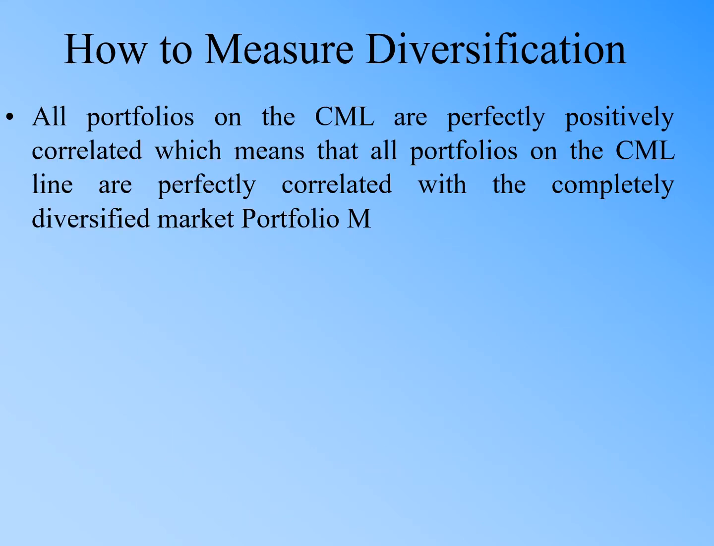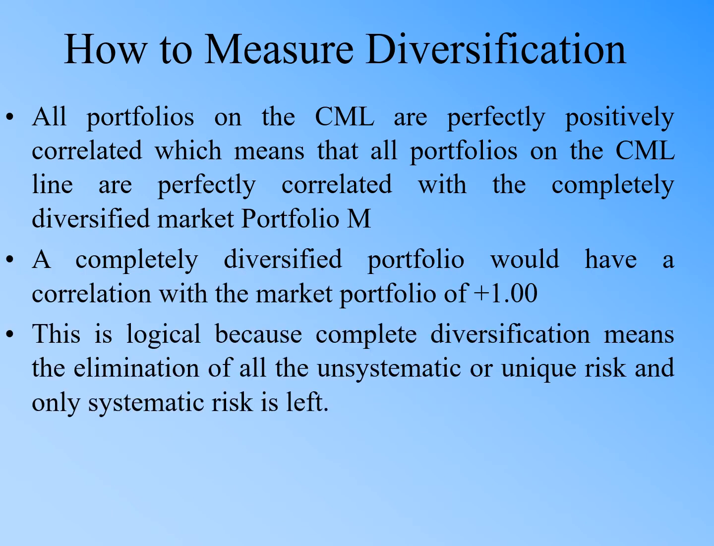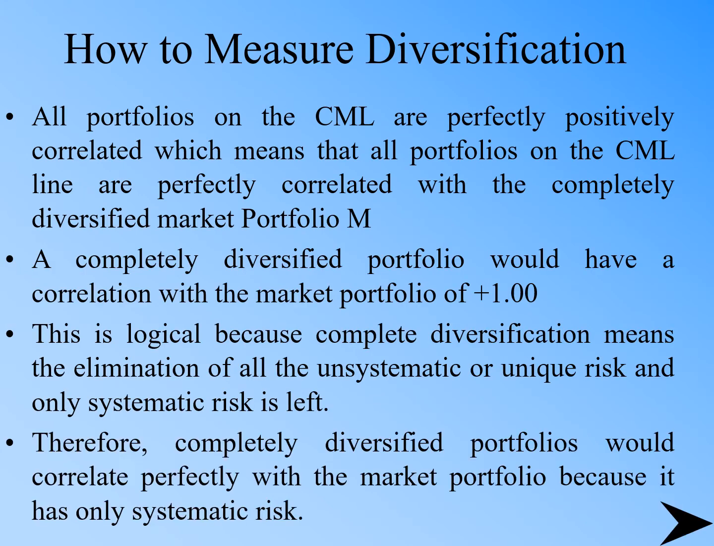How to measure diversification? All portfolios on the capital market line are perfectly positively correlated, which means that all portfolios on the capital market line are perfectly correlated with the completely diversified market portfolio. A completely diversified portfolio would have a correlation with the market portfolio of positive 1. So the portfolios on the CML line must be perfectly positively correlated, and these portfolios are perfectly correlated with the completely diversified market portfolio, and the correlation coefficient must be positive 1.